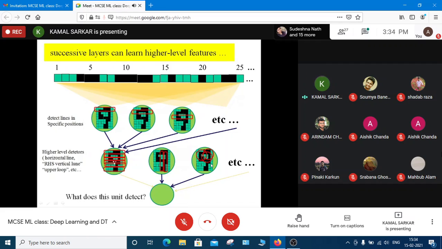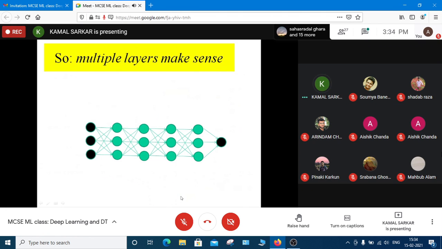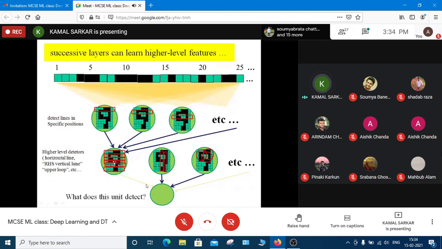Okay, and now what does this unit detect finally? So now this information, these features will actually be combined together to form the images, actually the high level image.